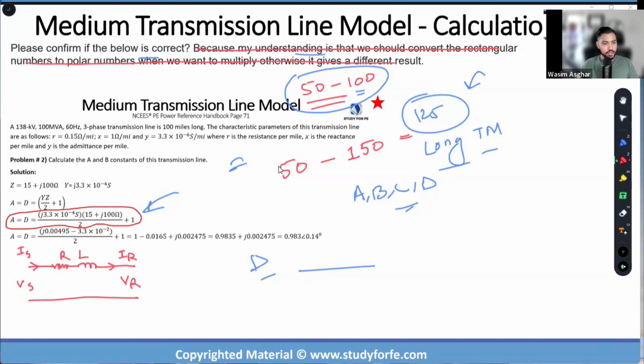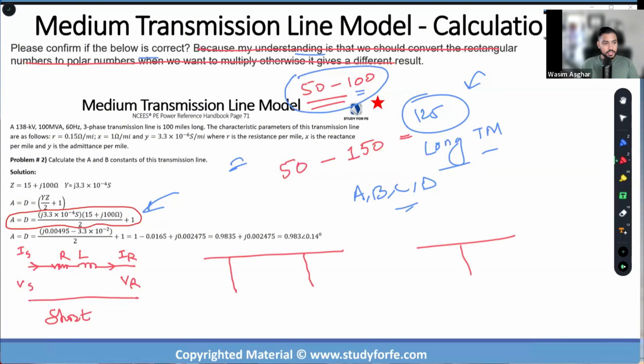Okay, so this is my short transmission line model. And the long transmission line model, when we look at it from the big picture view of things, can be represented as a pi or a T. In fact, in the on-demand course, I have actually derived from scratch the equations, the A, B, C, D parameters, for both the pi model as well as the T model.